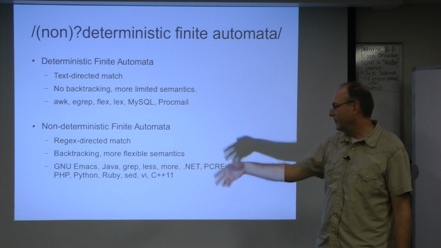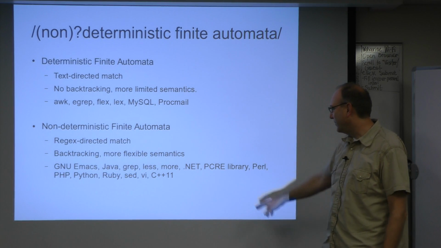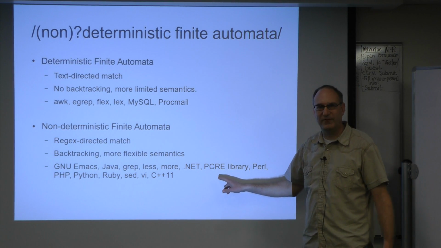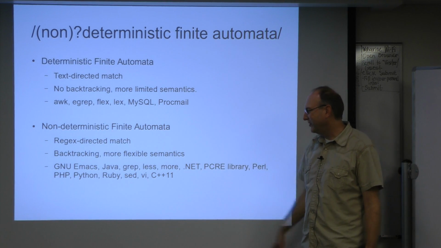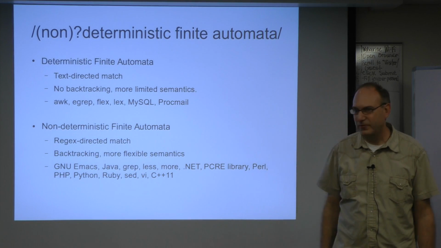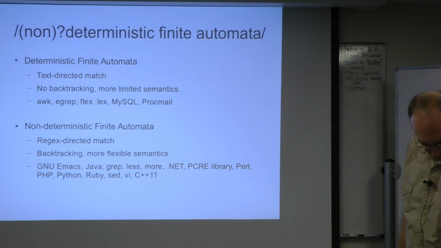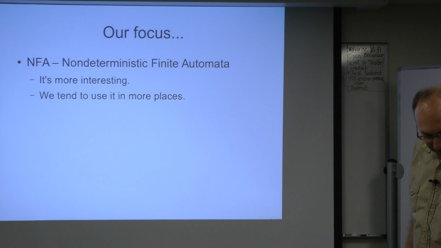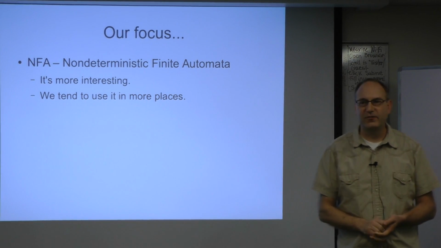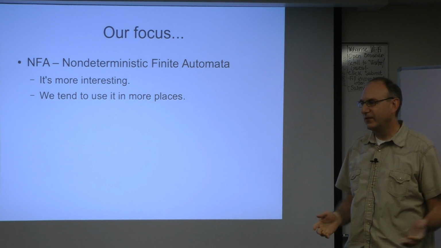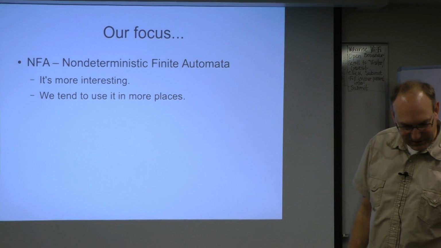And that's what we find in Emacs, in Java, grep, less, more, .NET, the Perl-compatible regular expression library, which shows up everywhere, including PHP, Perl itself, Python, Ruby, Sed, Vim, and C++11 now has that incorporated as well. So our focus tonight will be on NFA engines, but a lot of what we discuss will still be applicable to DFA engines, except for the parts about backtracking and look behind.